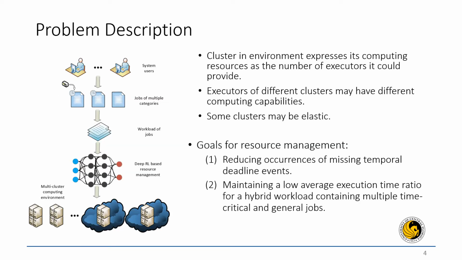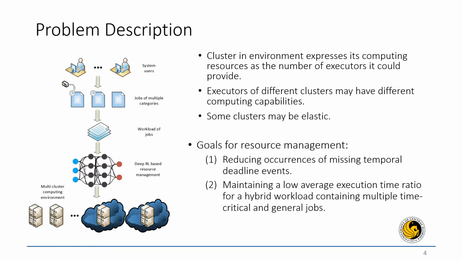Now we state the problem description. As shown on the left, the system receives data analytical jobs from users. These jobs can be of multiple categories, such as streaming jobs that are intrinsically time-critical and do repeating executions on batches of data. There can be some other time-critical jobs that will be executing only once, or can be other general jobs. Such workload of jobs gradually arrives, and our resource management should make good decisions by sending a job to one of the clusters in the environment for their computing demand.